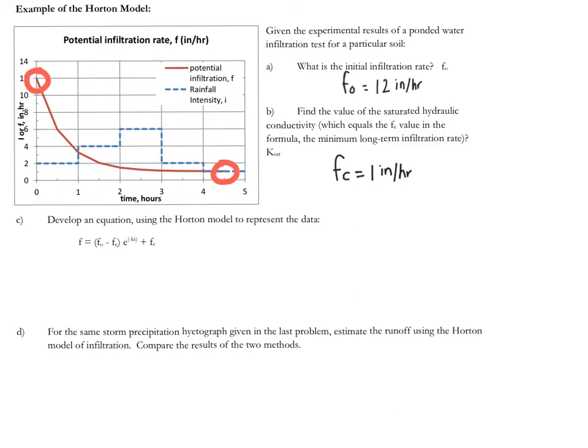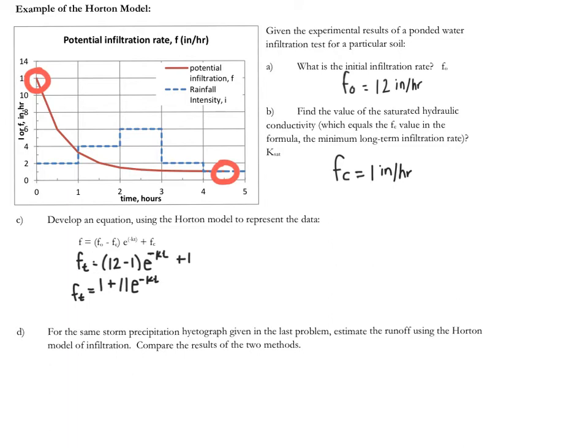We come to part C now, where we develop the equation. I'm going to start this by writing F of T is equal to 12 minus 1, e to the negative kt, plus 1, which I can write as 1 plus 11 e to the negative kt. So at any time t, your infiltration can be estimated as 1 plus 11 e to the negative kt.